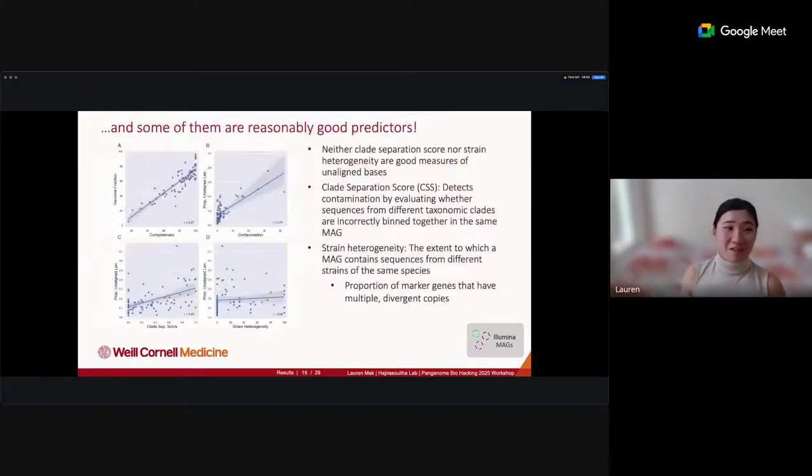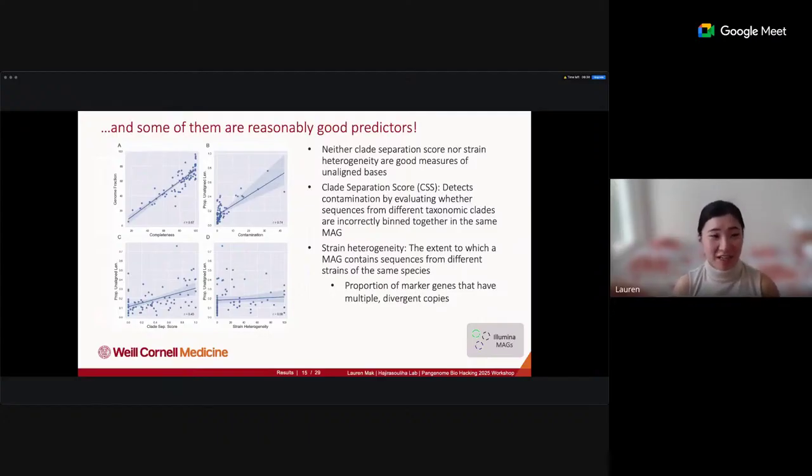Some of them are even reasonably good predictors of the reference-based genome fraction and proportion of unaligned bases. So just for fun, I've included two other potential metrics for the proportion of unaligned bases: the clade separation score and strain heterogeneity. The clade separation score detects contamination by evaluating whether sequences from different taxonomic clades are incorrectly binned together in the same MAG.